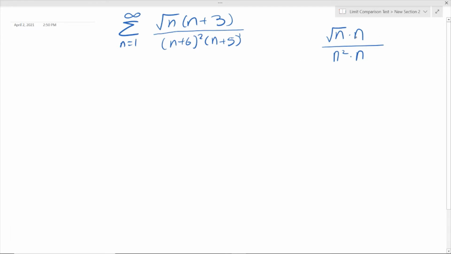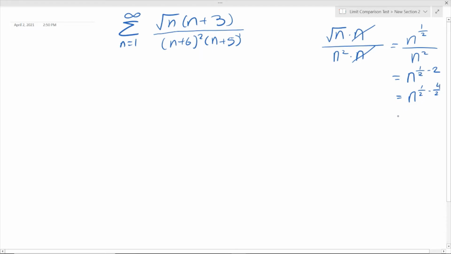If we simplify this, we see that this n can cancel with this n at the bottom, and then the square root of n is the same as n to the exponent of 1 over 2, and this is n to the exponent of 2. So n to the 1 over 2 over n to the 2, we use our exponent laws, so we subtract the exponents and change this to a fraction, and we get 1 minus 4 is negative 3, and the denominator is 2. If we write this with a positive exponent, we write 1 over n to the exponent of 3 over 2. And this is what we get.